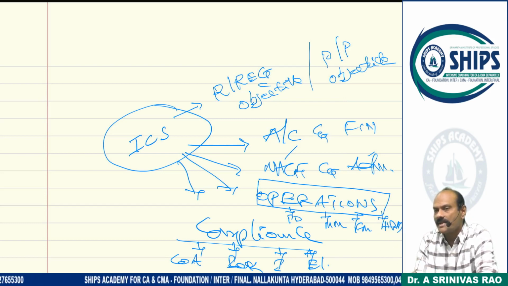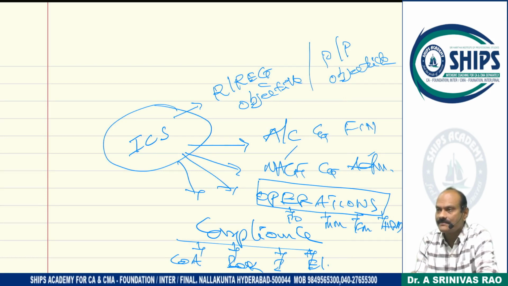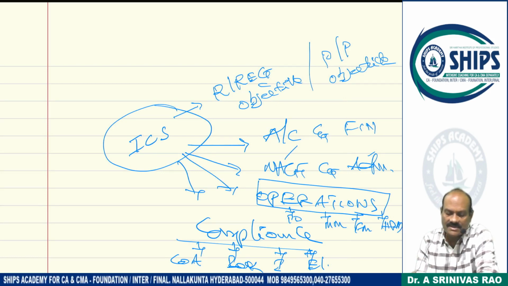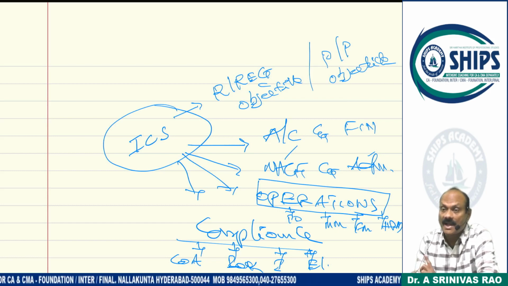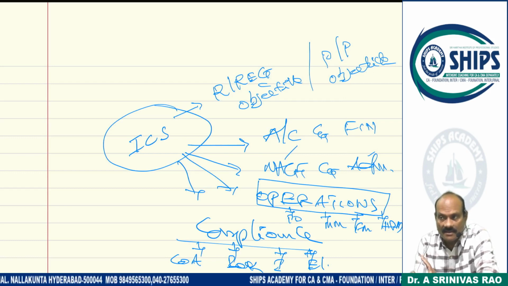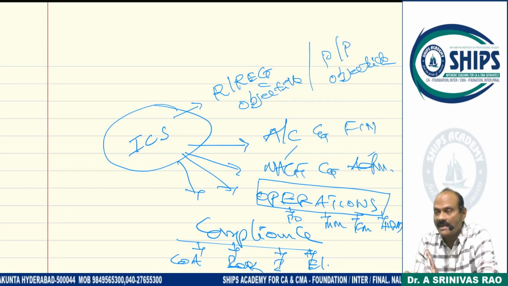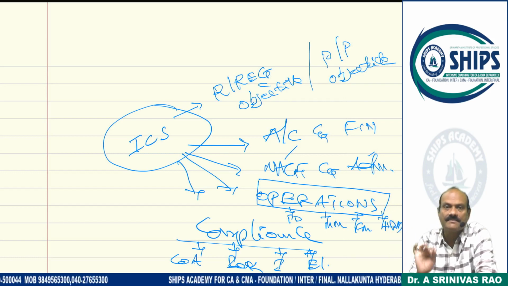Once the directors are appointed, managerial persons are appointed, they should know their do's and don'ts. Internal control system designing, developing, and implementing is the primary responsibility of management. Auditor is not responsible. Auditor is not at all responsible. It is a management duty to define the internal control system.